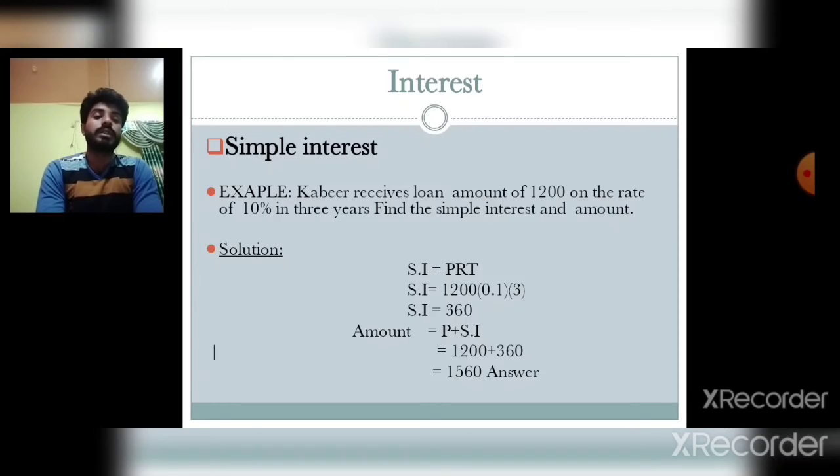Amount is equal to 1200 plus 360, which we have found as simple interest. The principal amount is 1200 and the simple interest is 360. So the answer will be 1560.